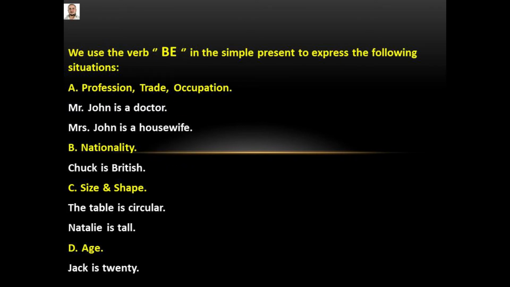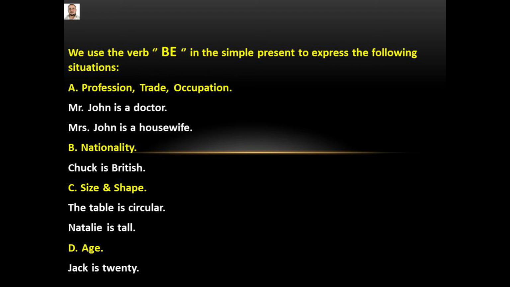We use the verb be in the simple present to express the following situations: A, profession, trade, occupation. For example, Mr. John is a doctor. Mrs. John is a housewife. B, nationality. Chuck is British.